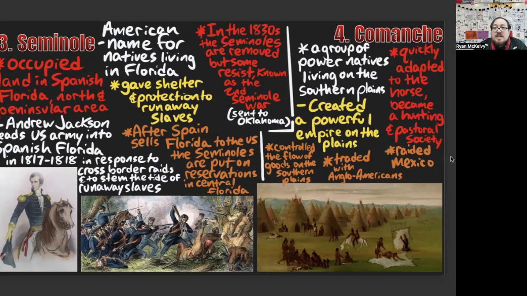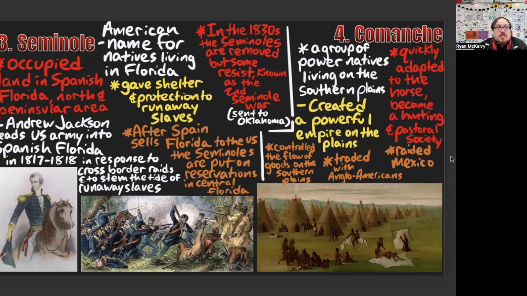Next one, we have the Comanche. This is another group of natives. The Comanche had very quickly adapted to the horse, which came over from the Europeans, and they had become a hunting and pastoral society. They were nomadic. They traveled in the teepees, which you see pictured in the bottom corner. And they primarily lived by moving around this huge section of the Central Great Plains, stretching down into modern day Texas, across Oklahoma and Colorado and sort of that area.